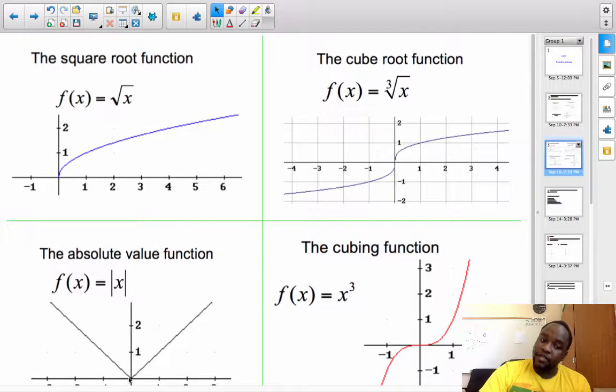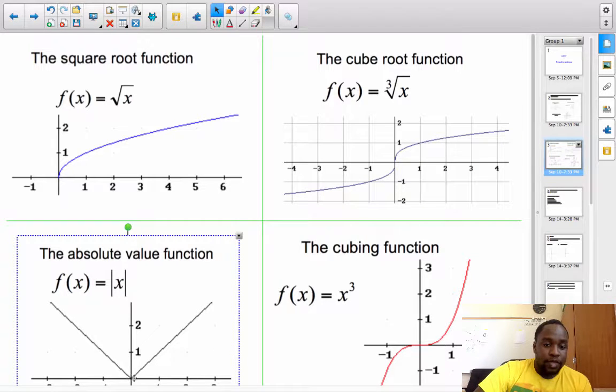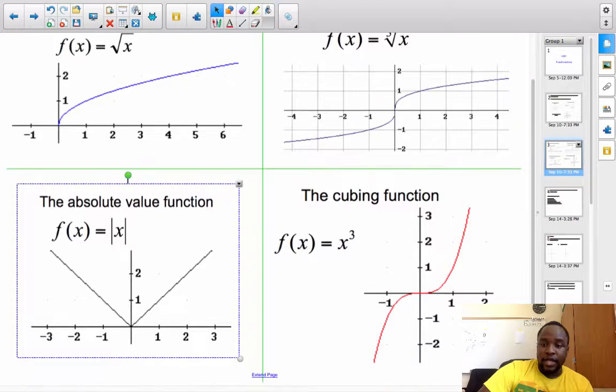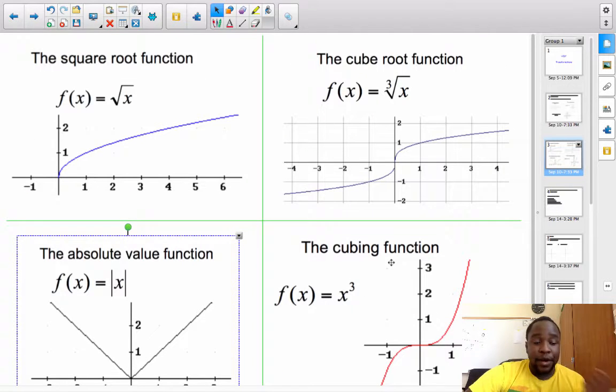The absolute value function, we looked at that on Thursday/Friday. This one is symmetric about the y-axis, so it's even. And the cubic function, symmetric about the origin, so that is odd, and it has an odd power. Okay, so those are the 7 parent functions that we are going to be using and transforming today.